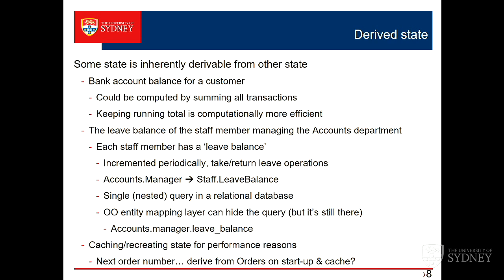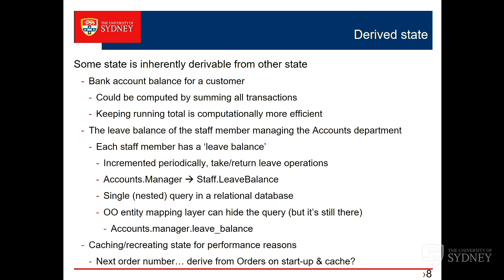Theoretically, we can recreate it if we need to. If we want to find out the leave balance of the staff member managing the accounts department, we've got to go and find the accounts department, find the manager, and then the manager will be a type staff, and then we go and find the leave balance for that person. If I was doing this in straight SQL in a relational database, I could do a single nested query, select some blah, blah, blah, where the manager ID is the manager in the staff department and get the result.